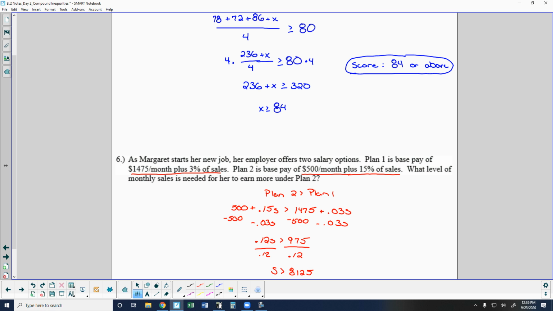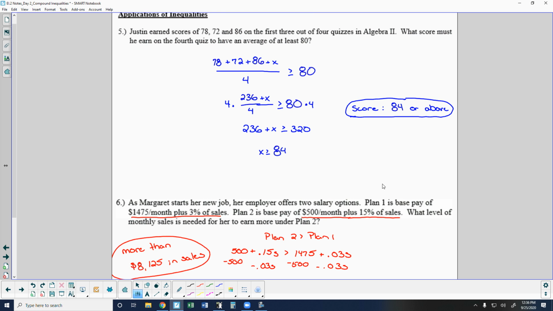So the question is, what level of monthly sales is needed for her to earn more under Plan 2? So she needs more than, it's a greater than symbol. So we don't want equal, we want to earn more. So more than or above or greater than $8,125 in sales. So anything above that number would allow her to earn more under Plan 2.